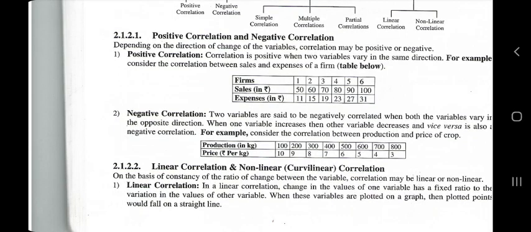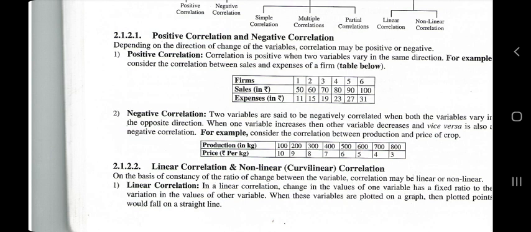So first one is positive correlation. You can see the data given below in the table. Positive correlation means what? Let's consider data from 1, 2, 3, 4, 5, 6. You can see here the sales is increasing, that is 50 to 60, 60 to 70, 70 to 80, 80 to 90 and 90 to 100. In the same way, expenses is also increasing continuously: 11, 15, 19, 23, 27, 31.